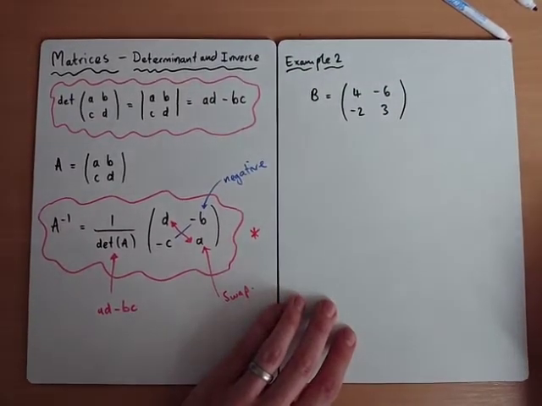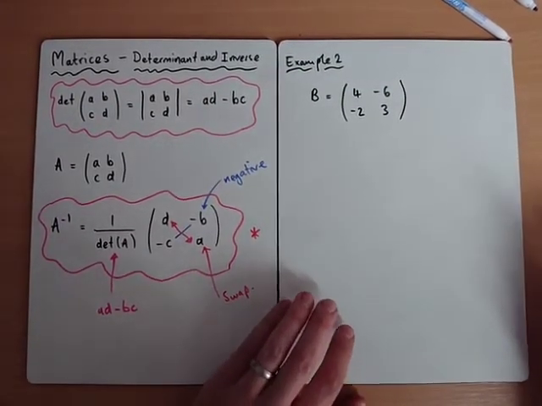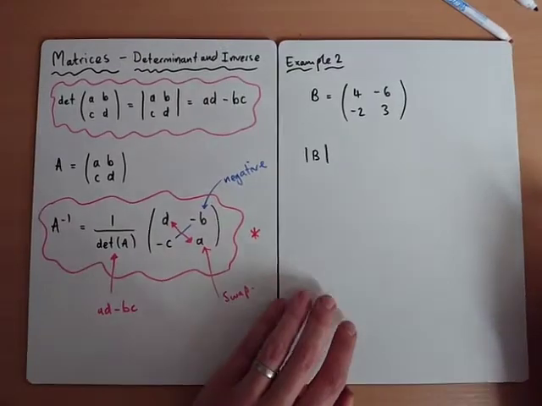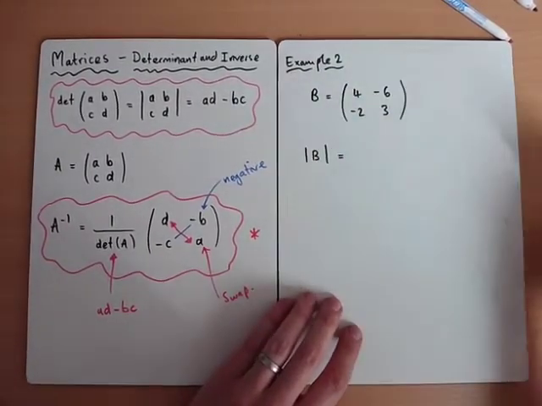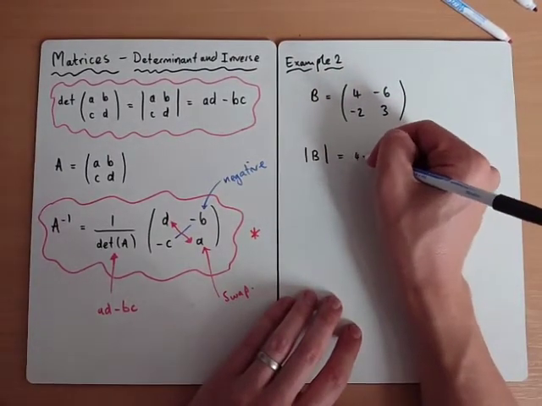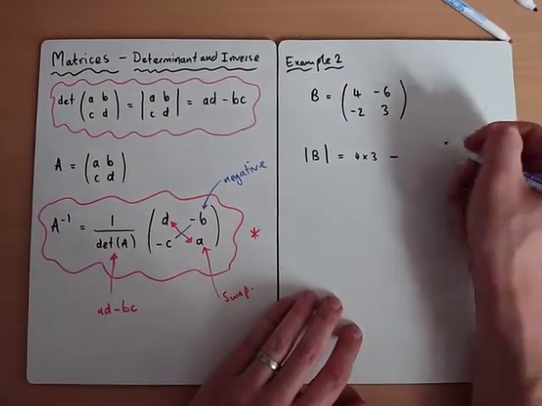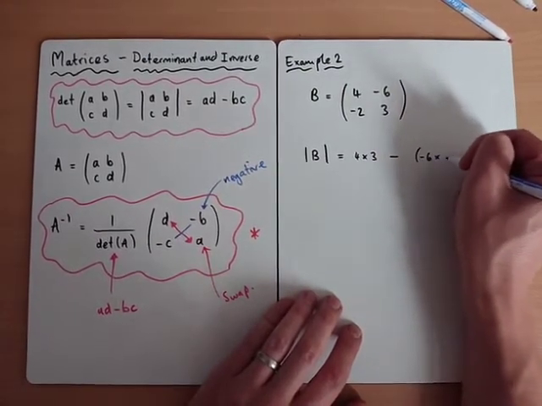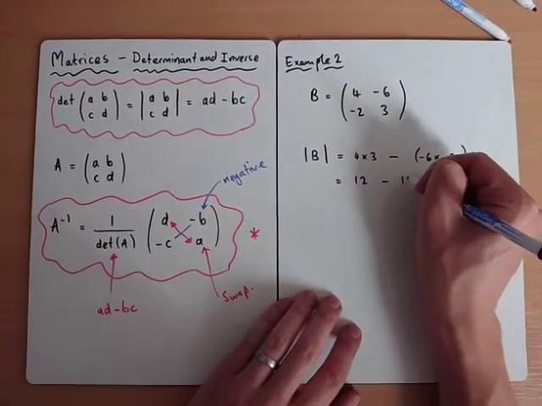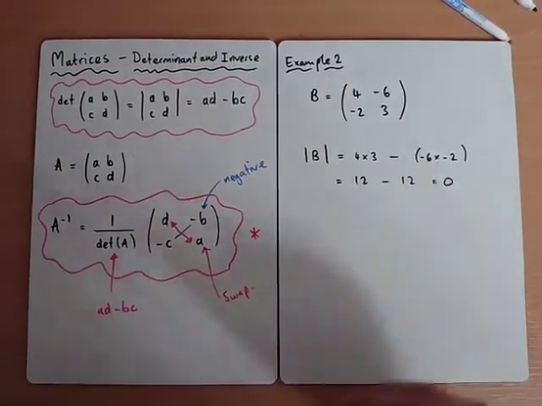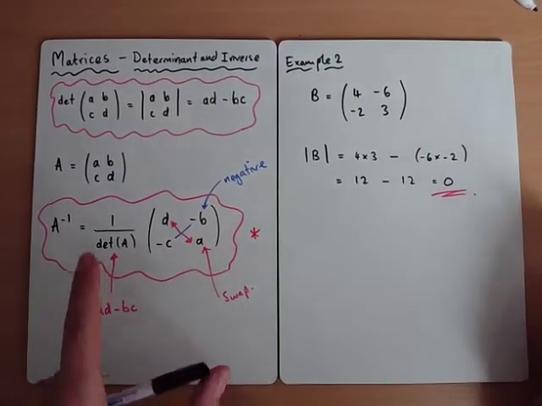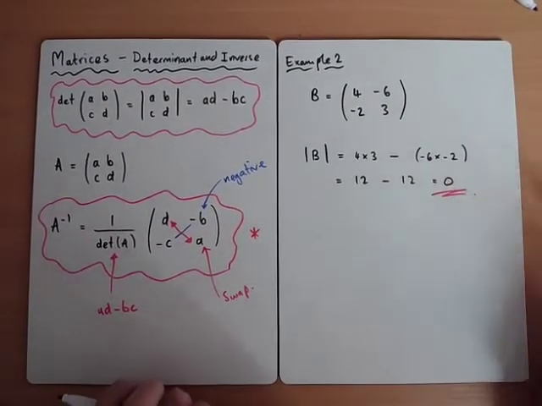Okay, example 2. We've got the matrix B, which is 4, minus 6, minus 2, 3. First of all, let's find the determinant. If we use that notation, that means just find the determinant of the matrix. The determinant would be AD minus BC, so we do 4 times 3 minus 6 times minus 2, and that gives 12 minus 12, which is 0. Really important that we realise that if the determinant is equal to 0, we cannot find the inverse of this matrix. This matrix does not have an inverse.